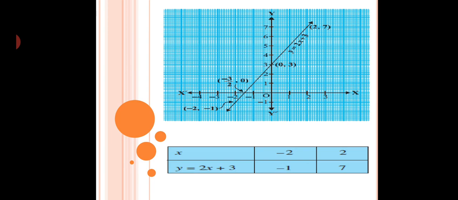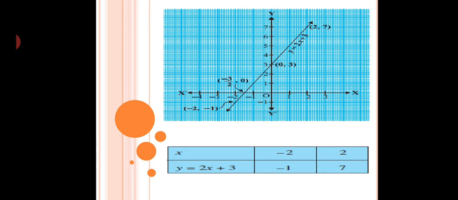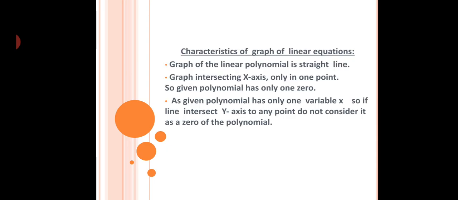So what are the characteristics of the graphical representation of a linear polynomial? See, the graph of the linear polynomial is a straight line, as we saw before. It's a straight line. The graph intersects the x-axis at only one point, so the given polynomial has only one zero.